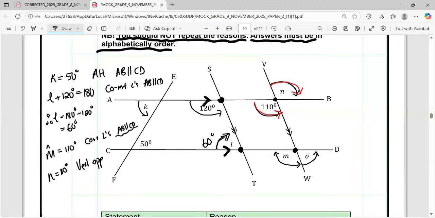After N, we go to O now. For O, what did we do to this angle? Straight line, right? We already know how much M is. M is equal to 110. So we have 110 plus angle O, which should give us 180, because they are angles on a straight line. So angle O is equal to 180 degrees minus 110 degrees, which is 70 degrees.